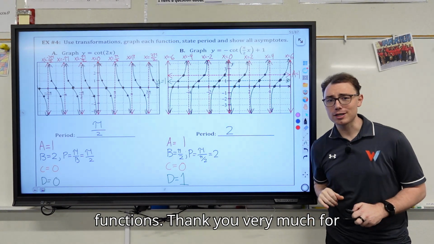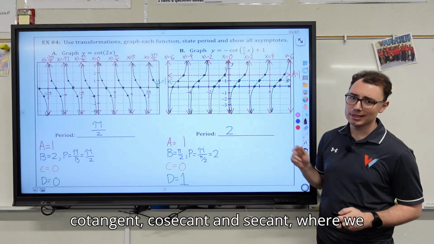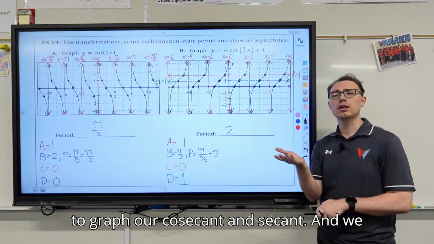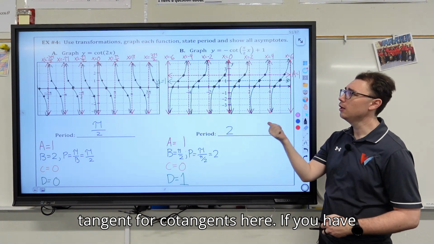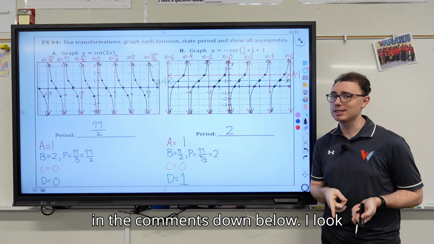Thank you very much for joining me on this first lesson for cotangent, cosecant, and secant, where we learned how to use that skeleton method to graph our cosecant and secant, and we used the normal method of graphing a tangent for cotangents here.